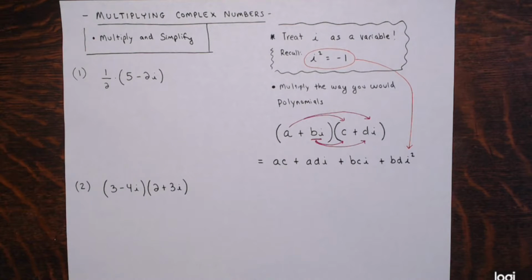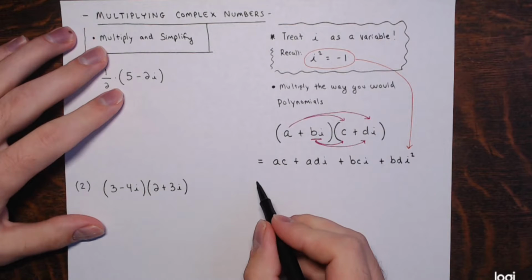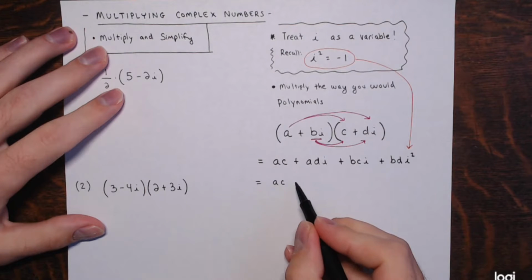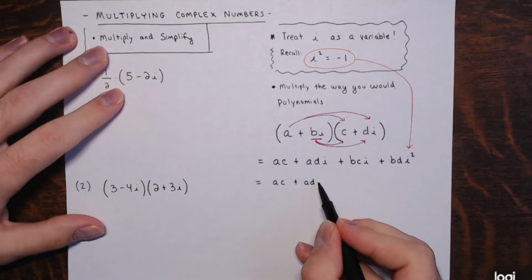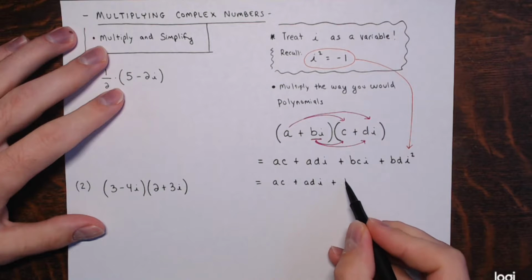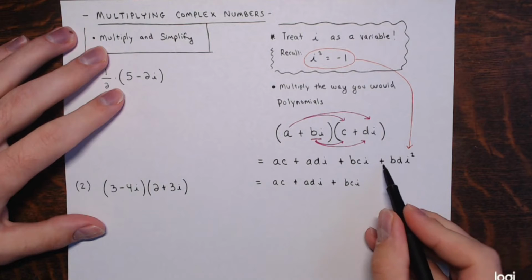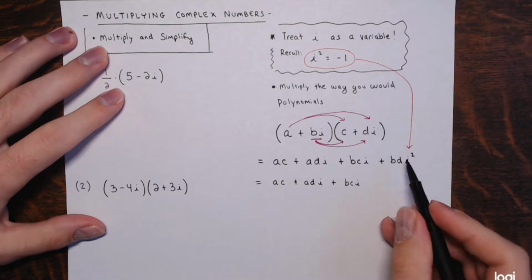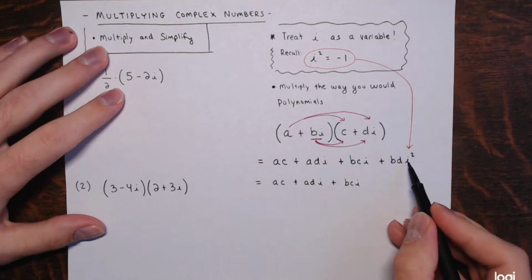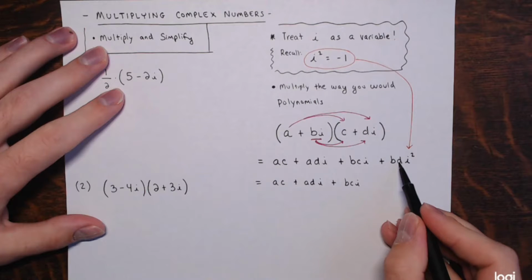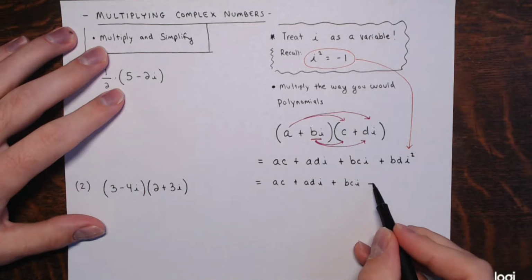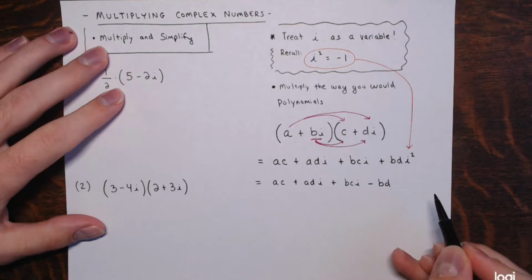So really what we have here is a times c plus, a times d times i plus b times c times i. And then this last term becomes a minus, right? i squared is replaced with -1. So it's b times d times -1, or just minus bd.